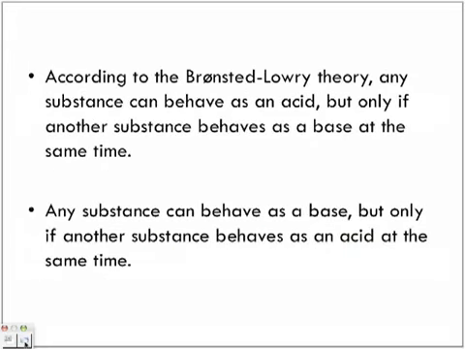According to their theory, any substance can behave as an acid, but only if another substance behaves as a base at the same time. So anything can be an acid, anything can be a base as long as they behave that way, which means one's going to give up a proton, the other one's going to pick up that proton. If they don't do that, then of course it's not acting as an acid-base pair. Any substance can behave as a base, but only if the other substance behaves as an acid at the same time. So it's that vice versa method.